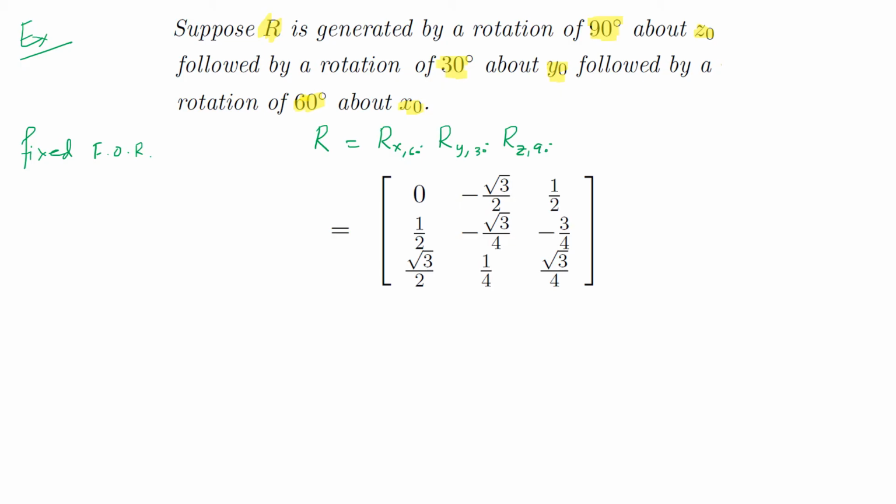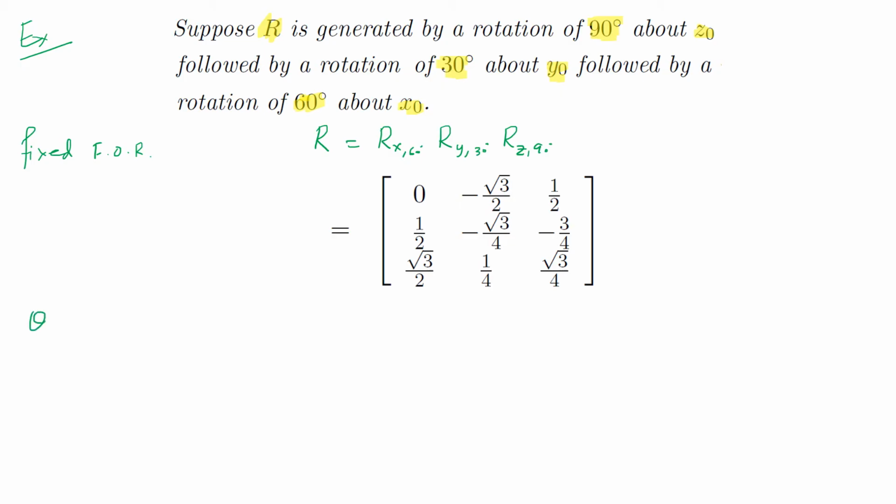Now this matrix needs to be manipulated further in order to find out what the equivalent angle about an arbitrary axis is going to be. So this is the quest over here. The idea is not to give you the overall rotation, but the two properties that we derived earlier corresponding to the axis angle representation.